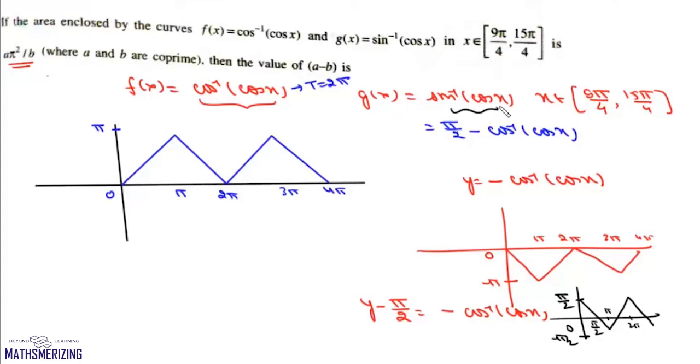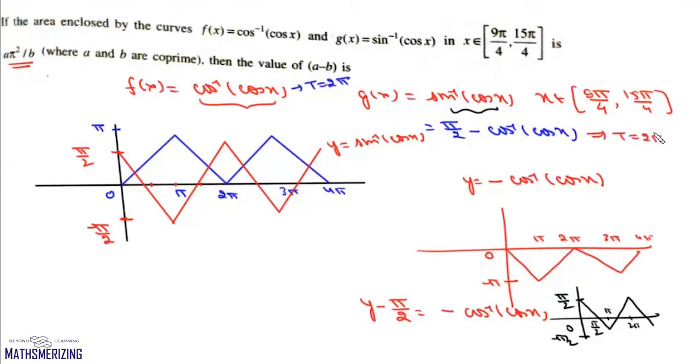So we'll draw the graph of sin inverse of cos x. This is pi by 2 and this is minus pi by 2. This is pi by 2, pi, 3 pi by 2 and 2 pi. That is the graph of y equals sin inverse of cos x. Now this is minus pi by 2 and this is plus pi by 2. This function again is a periodic function with period 2 pi.